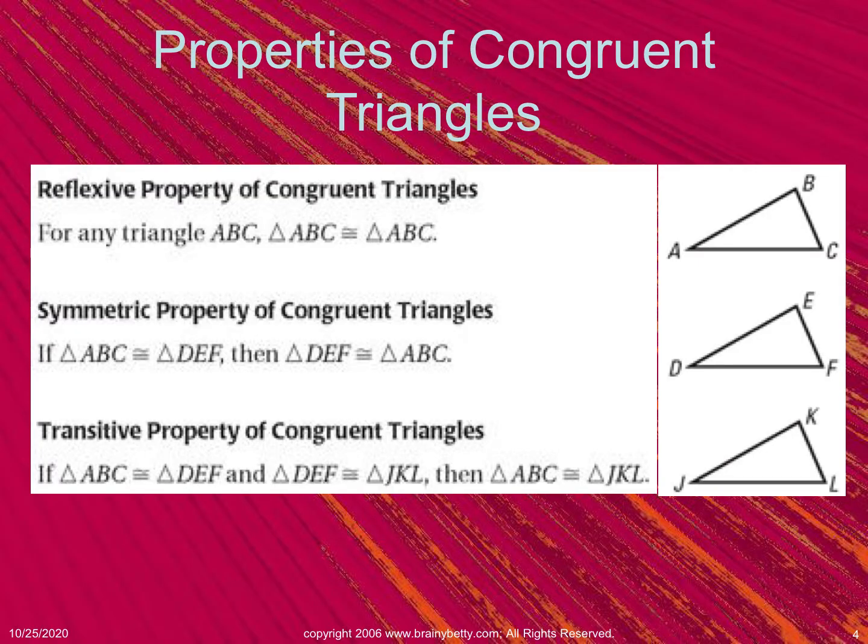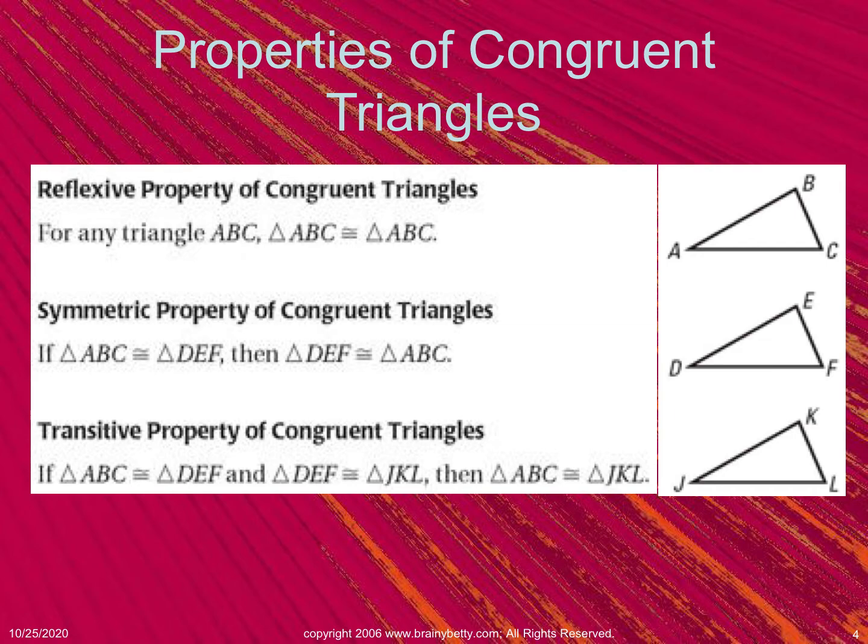1, properties of congruent triangles. These are the same properties that we have already been exposed to when we talked about the algebra proofs, the reflexive, symmetric, and transitive property. We also applied them to angles. We also applied them to segments. And now we're applying them to triangles.